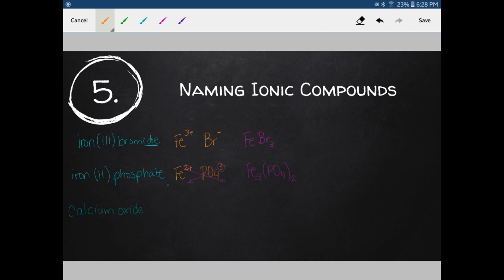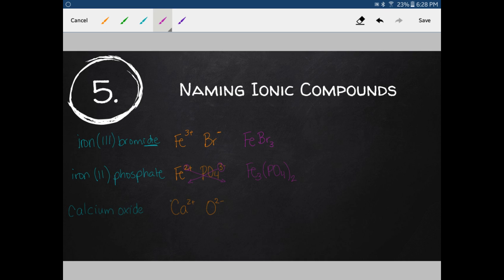Okay, if I look at calcium oxide, I know calcium has a 2 positive charge. If you're unsure, you can flip back to your periodic table and take a look. Oxide has a 2 minus charge. So when I create that, you would expect to get Ca2O2 because you crisscross your charges.